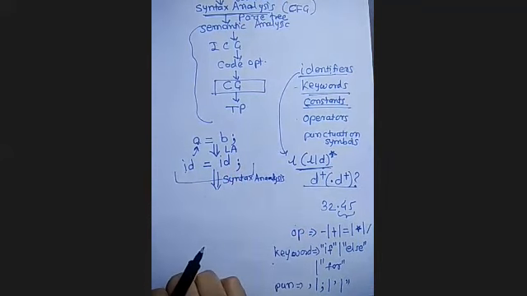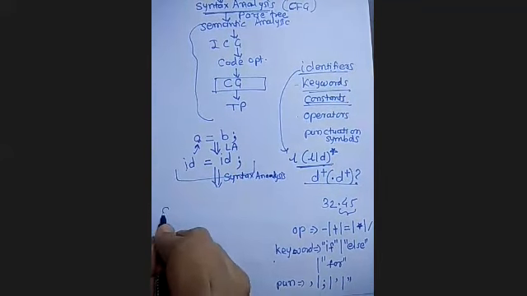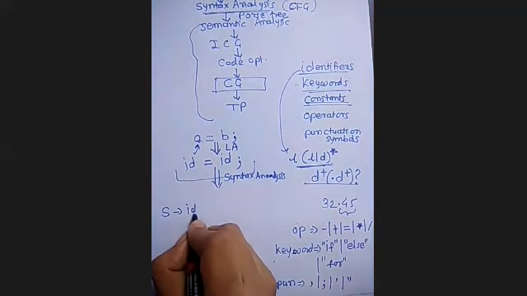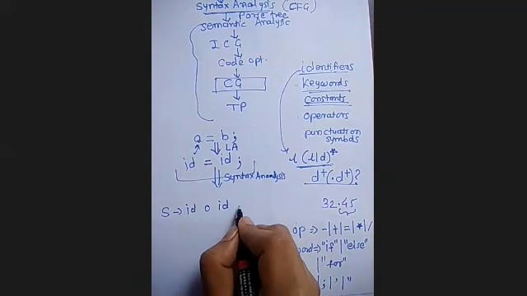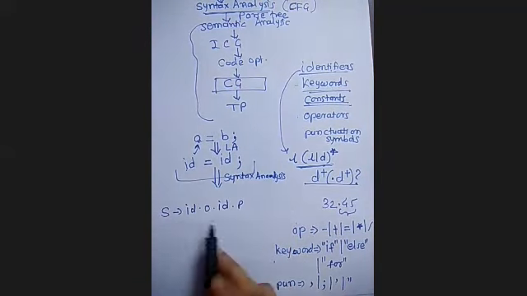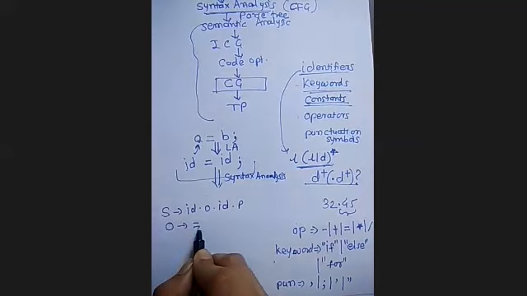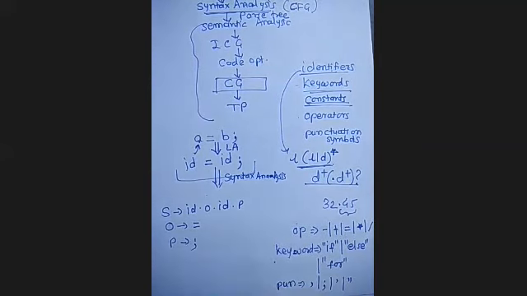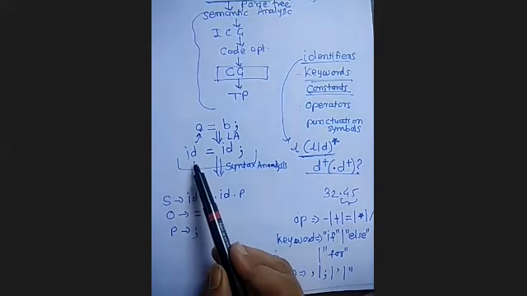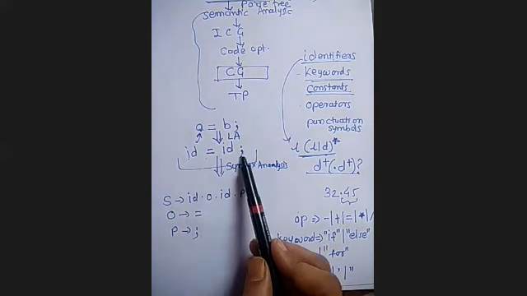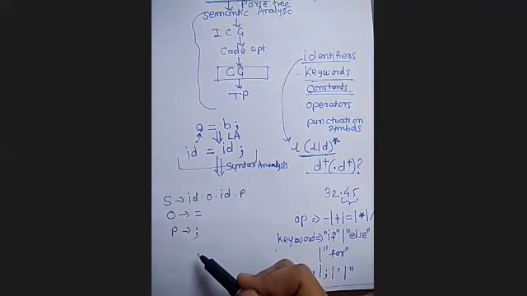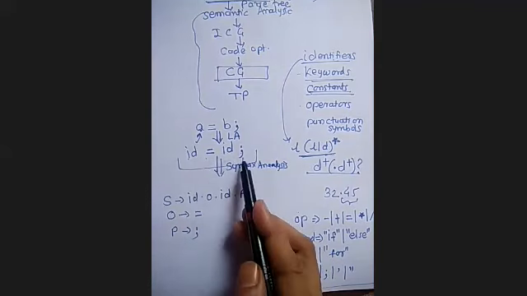Suppose the grammar is already there, like ID, O, ID, and then punctuation. These are concatenated: ID, O, ID, P. What is O here? Let O generate assignment, and let P generate the punctuation symbol. Let's say this is our grammar. This is my input, ID equal to ID semicolon. What we have to do: can we derive this string using the existing grammar? Can you derive this ID equal to ID semicolon?